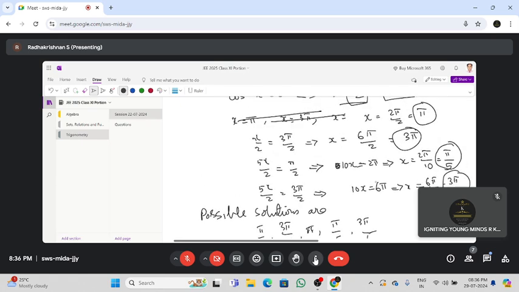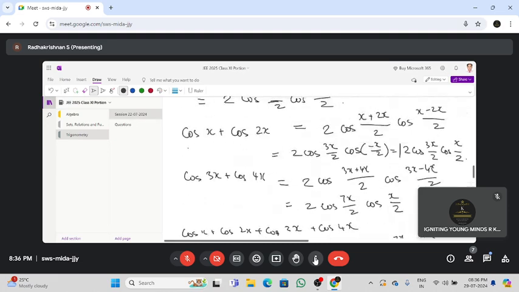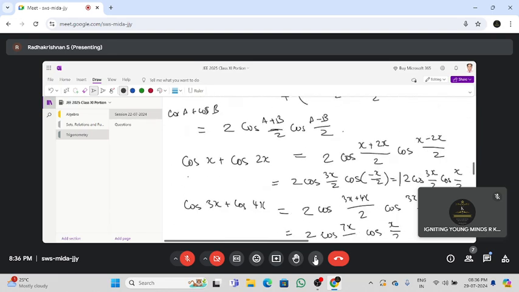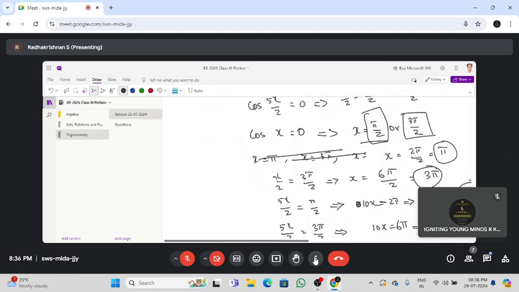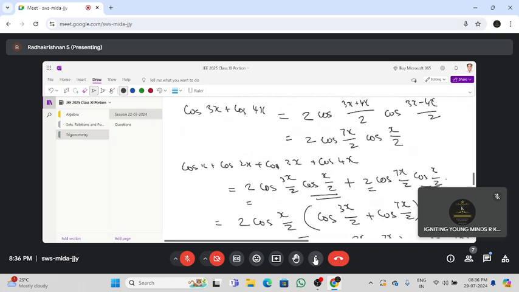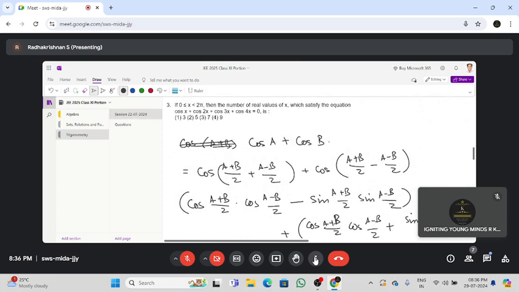So what is the question? How many solutions, right? The question is the number of values of x which satisfy this equation. So there are 5 values of x that satisfy the equation. Possible values are these 5. So 5 is the answer.